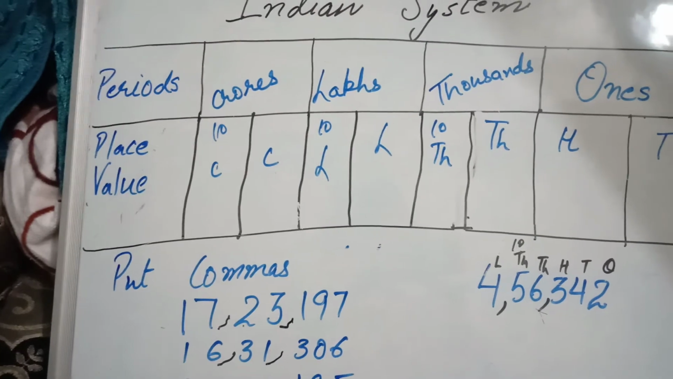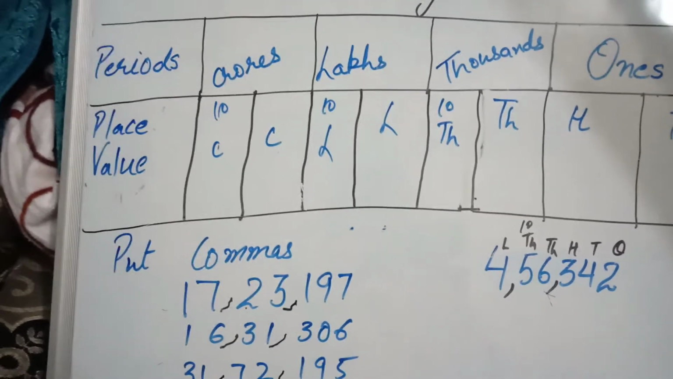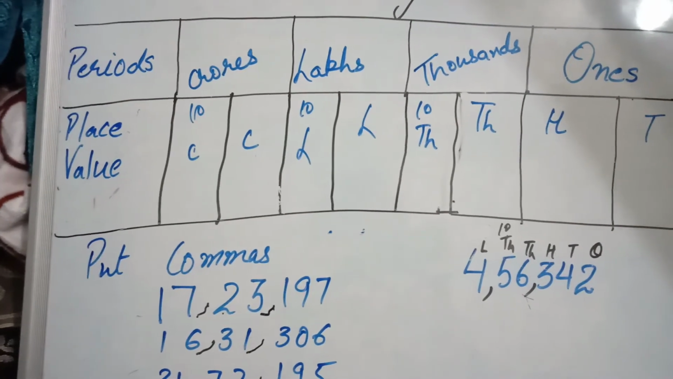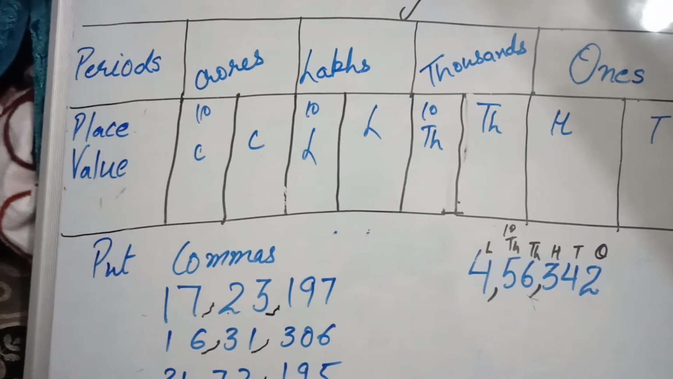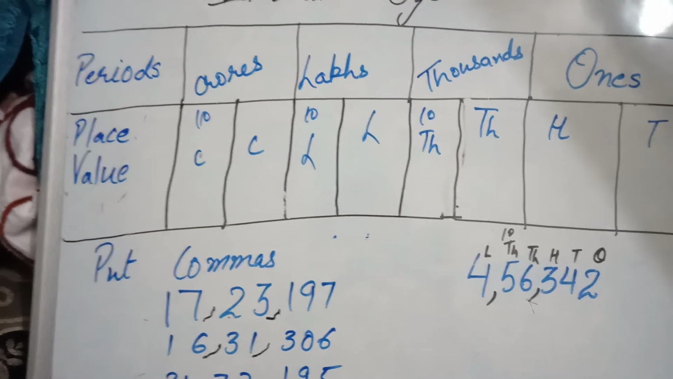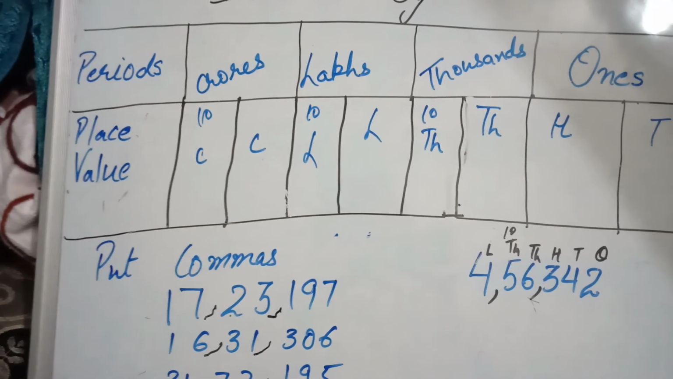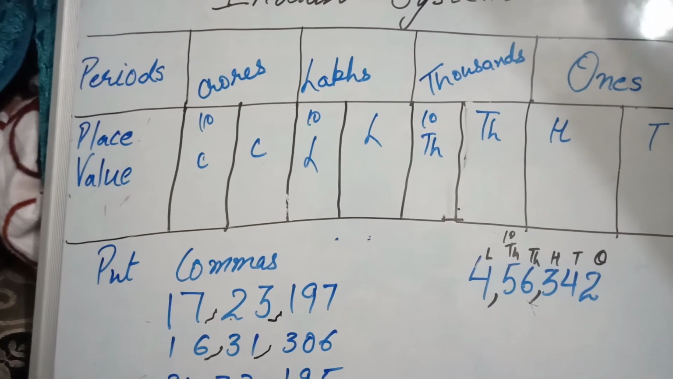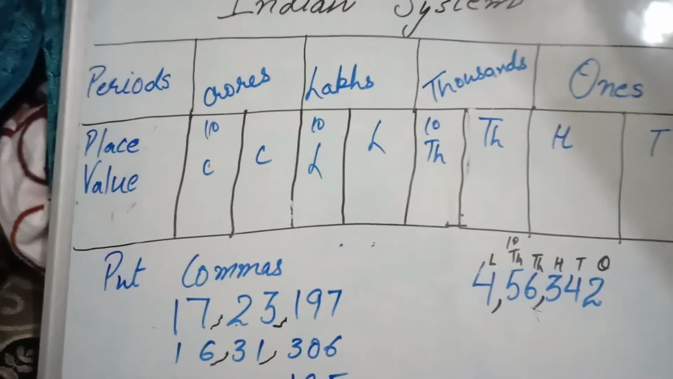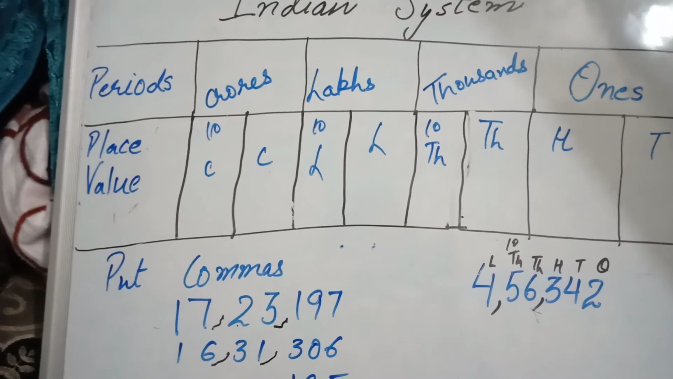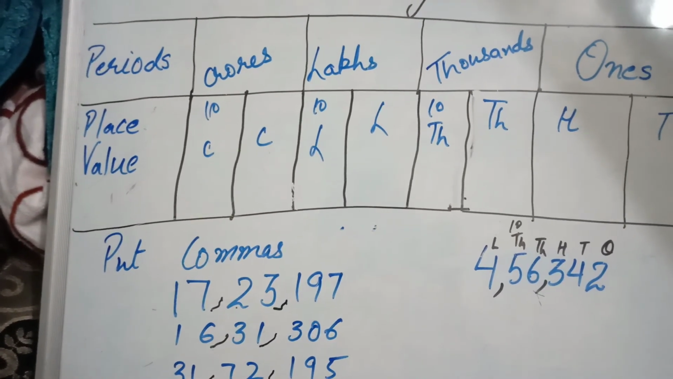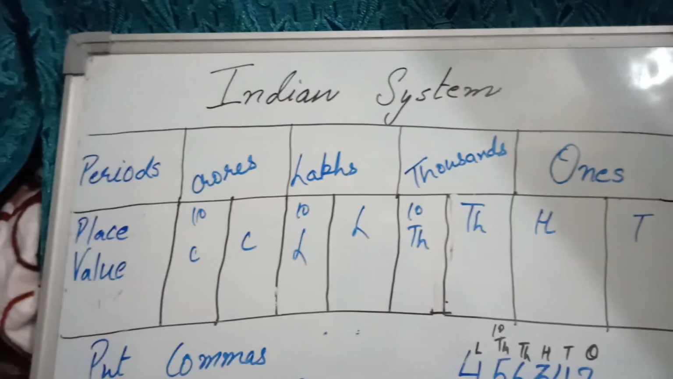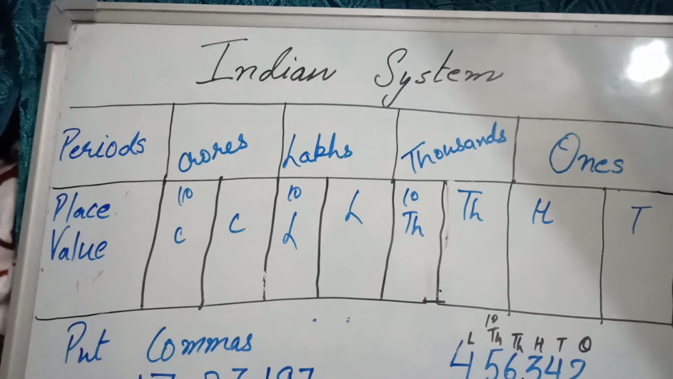Then means your exercise 1.1, question number 1. Spaces there in the book. You will write answers on the book itself. Clear? Then you have first sum, you have put commas according to Indian system. Then I'll explain how to write number in words.